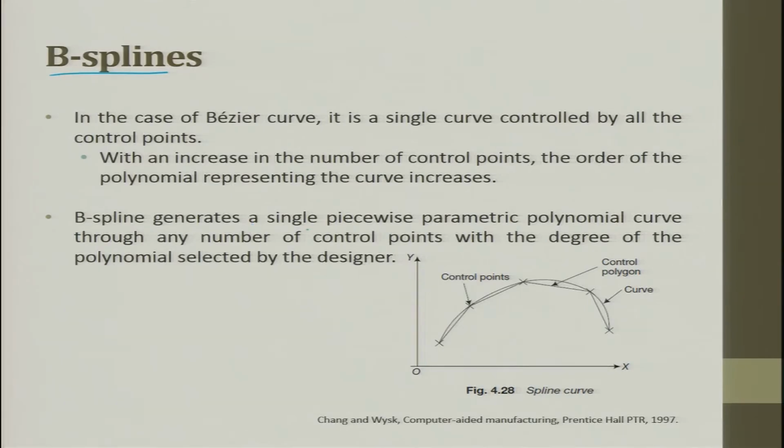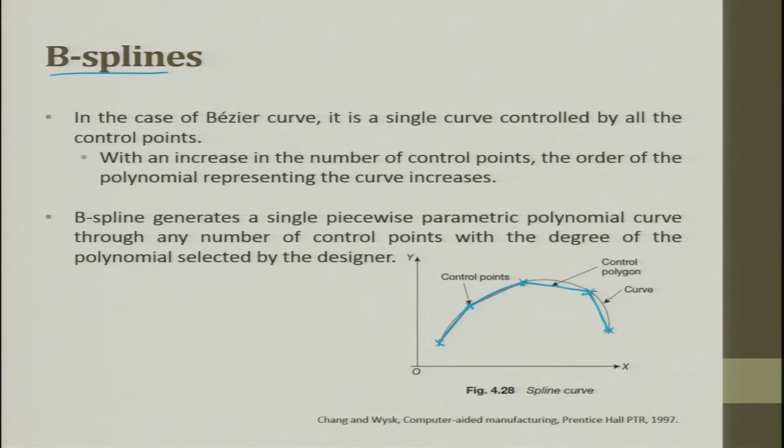B-spline generates a single piecewise parametric polynomial curve through any number of control points with the degree of the polynomial selected by the designer. So, you look at it, you see this is a B-spline curve. You see here it is now divided into several small patches. These are the control points, these are the control polygons. So, what was missing in Bezier could come out easily with B-spline.